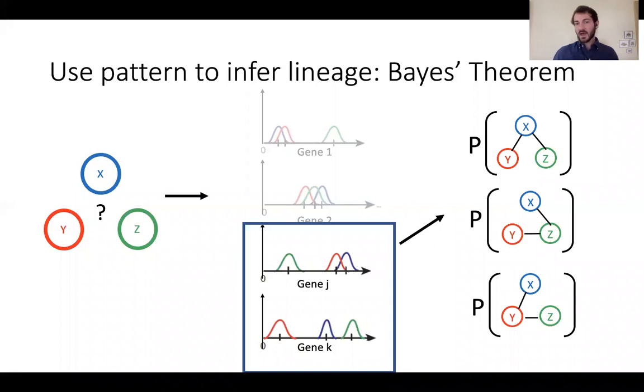So from here, I can infer a probability distribution over my topologies. And in this sort of toy example, I have these two genes which are voting against Z being the root and voting against Y being the root. So it's more likely that cell type X would be the root of this topology.